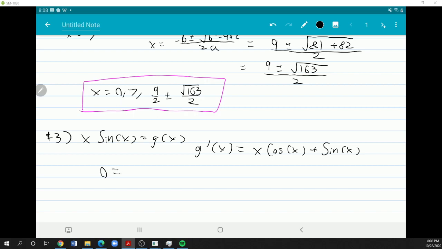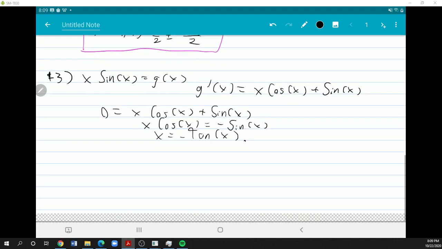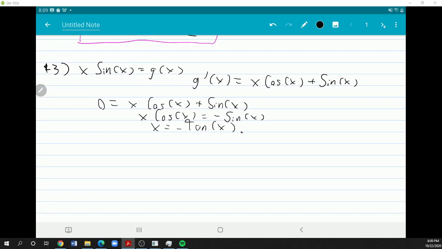This is defined everywhere because sine and cosine are defined everywhere. X cosine x plus sine of x, and we get x cosine x equals minus sine of x. Or in other words, x is equal to minus tan x. And this has infinitely many solutions and it's hard to solve for.